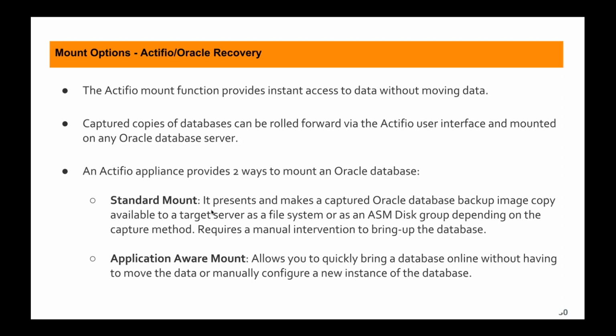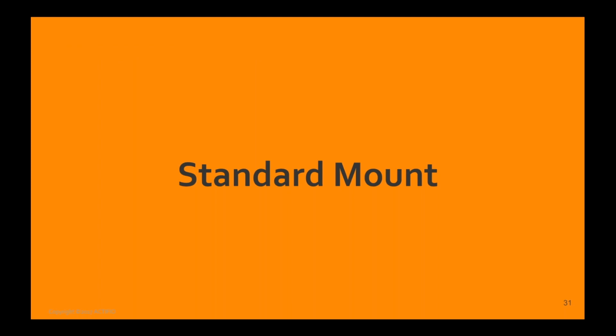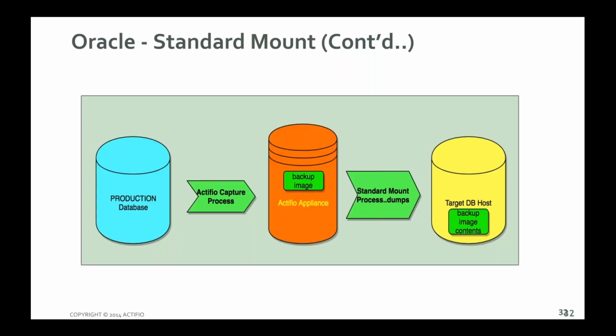Thank you. Now let's understand, we have two different types of mount, standard mount and app aware mount. And what is a standard mount? As I explained earlier, we are going to capture from the production, and you have a backup image. This backup image contains your database file copies and archive log copies, a server parameter file and control file. When you are selecting the standard mount on the target host, we are going to keep this backup image as it is, but we are not going to bring up the database.